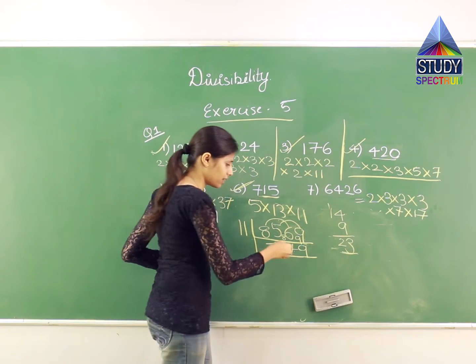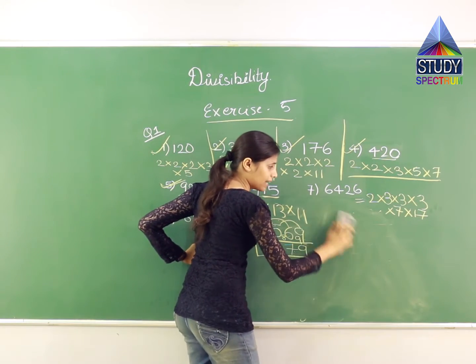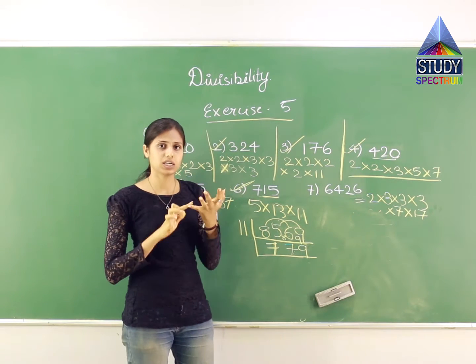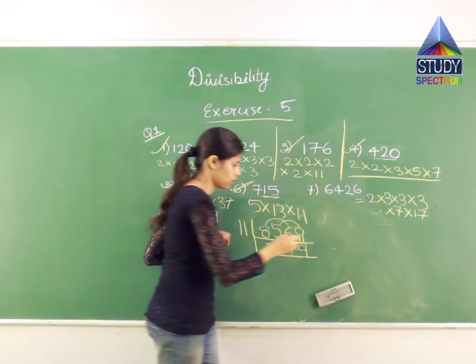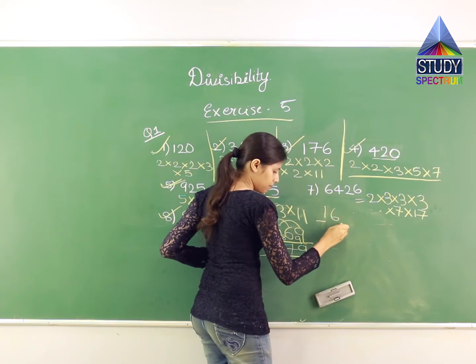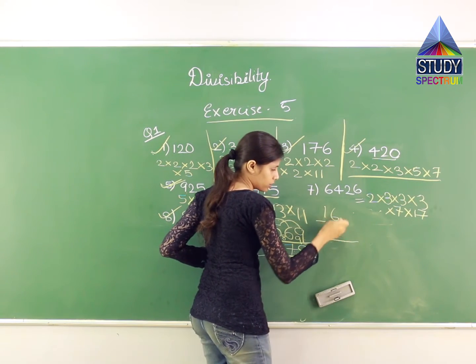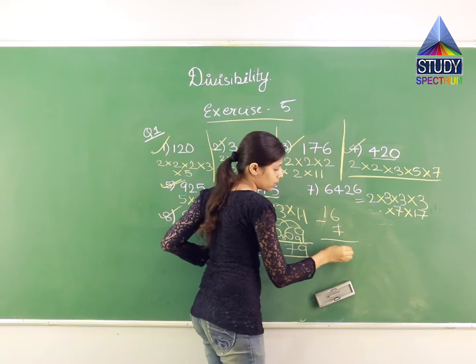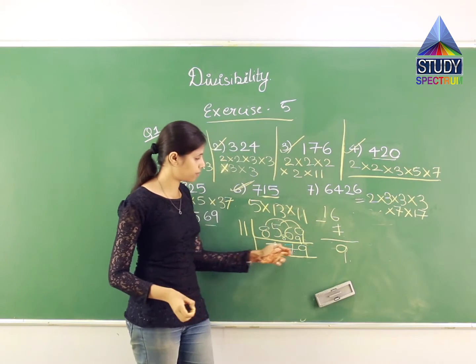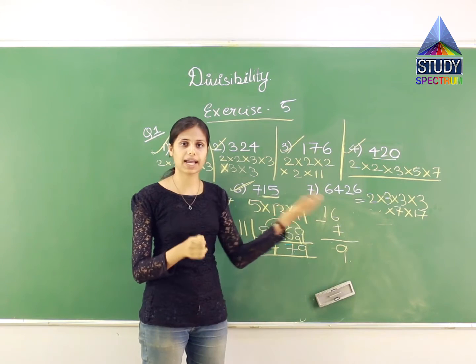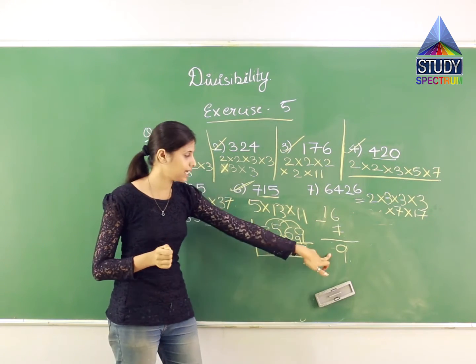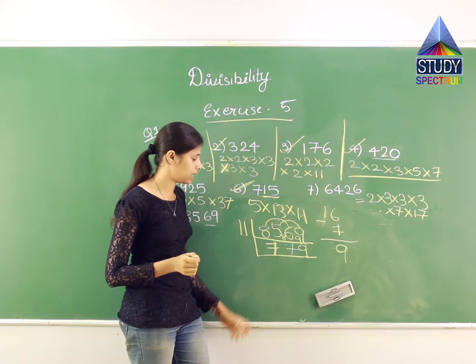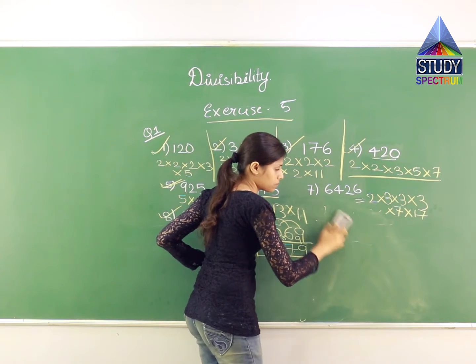So what about 11 again? 9 plus 7 gives me 16. 16 minus 7 gives me 9. It is not possible for me to divide it by 11 also because 9 is not a multiple of 11. 11 के टेबल में 9 नहीं आता, राइट? So 11 से भी पॉसिबल नहीं है. So और कौन से नंबर से पॉसिबल है?